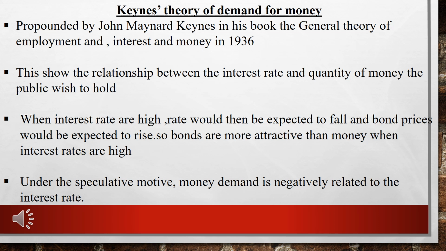Keynes theory of demand for money, propounded by John Maynard Keynes in his book The General Theory of Employment, Interest and Money in 1936. This shows the relationship between the interest rate and quantity of money the public wish to hold. When interest rates are high, rates would be expected to fall and bond prices would be expected to rise. So bonds are more attractive than money when interest rates are high. Under the speculative motive, money demanded is negatively related to interest rate.